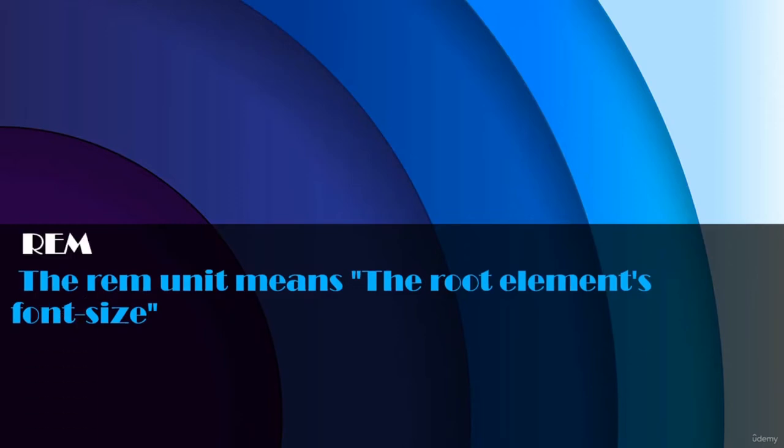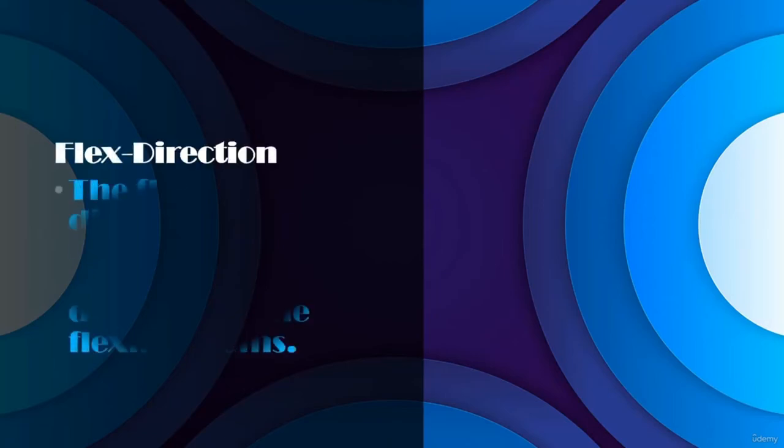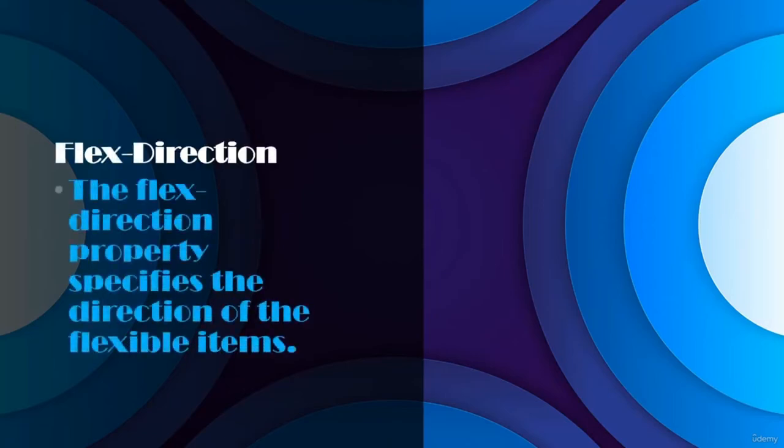You might have used REM a lot. It's basically a unit that means the root element's font size, and it's going to be used a lot. The flex direction property specifies the direction of the flexible items.